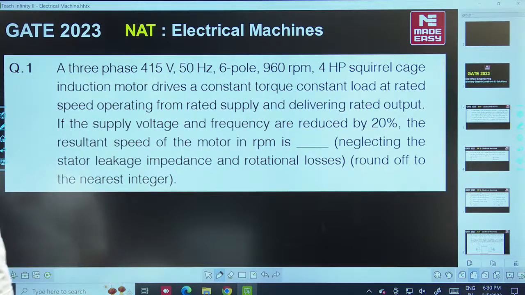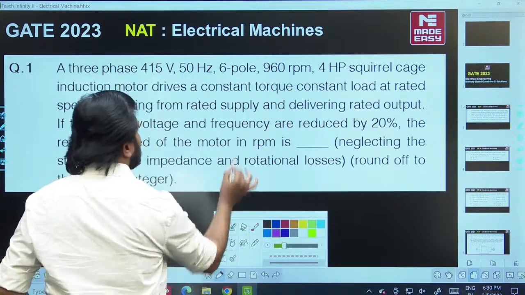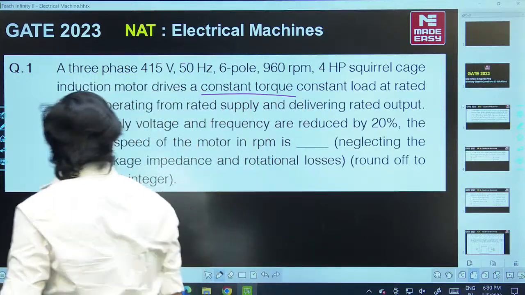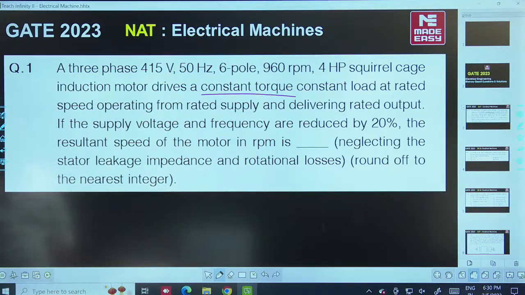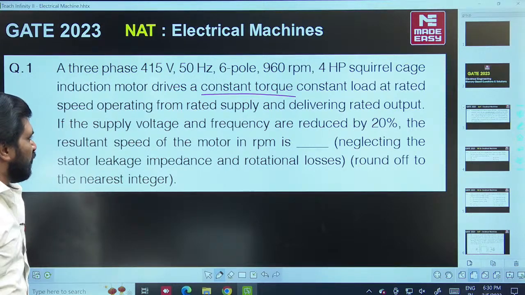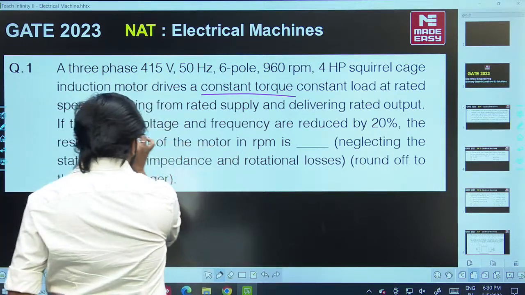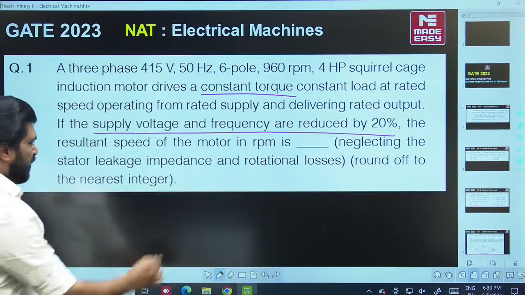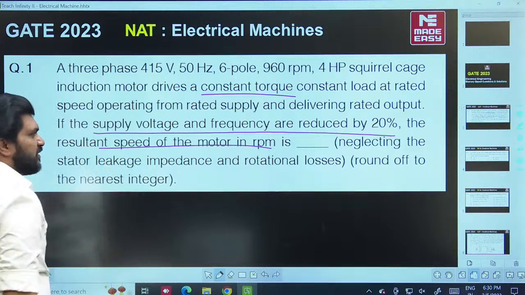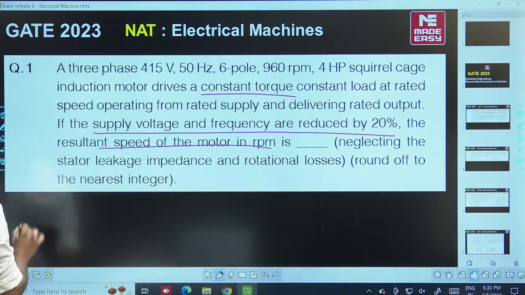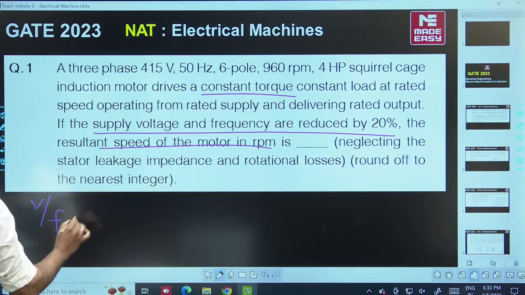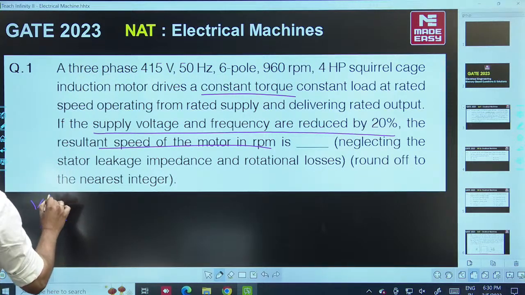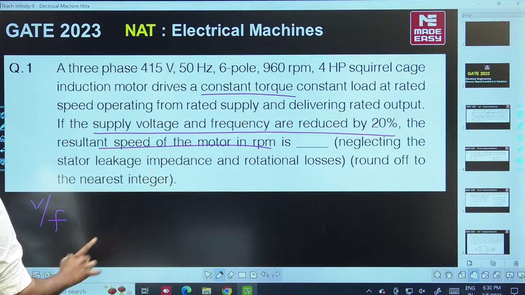A 3-phase 415 volt 6 pole 960 rpm 4 HP squirrel cage induction motor drives a constant torque load at rated speed, operating from a rated supply and delivering rated output. If the supply voltage and frequency are reduced by 20%, what will be the speed of the motor? This is the question. As you know, this is V by F speed control. Here V and F both are reduced by 20%.